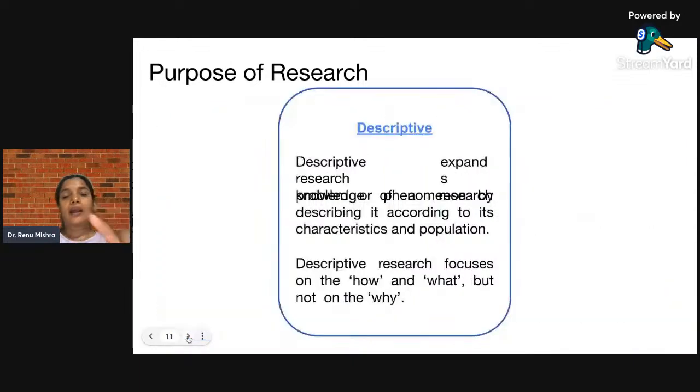Now comes descriptive. Many times, many researchers get confused between explanatory and descriptive. Descriptive means describing what has happened. Here, in a way, you are combining both exploratory and explanatory: what has happened, how it has happened, why it is happening. So you are describing that problem. What is that problem? Why is it happening? How is it happening? And what are the effects of it? So, a combination of both.